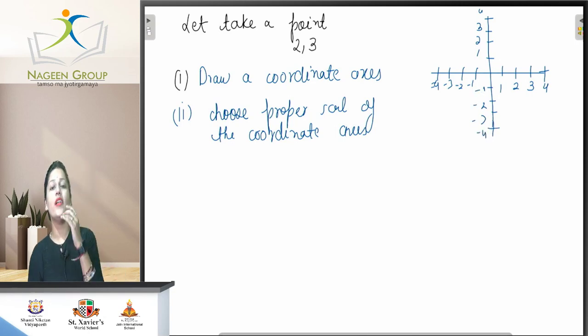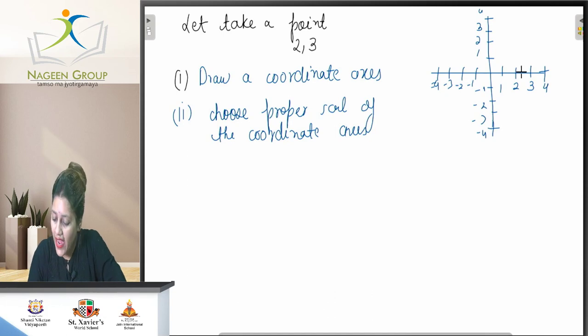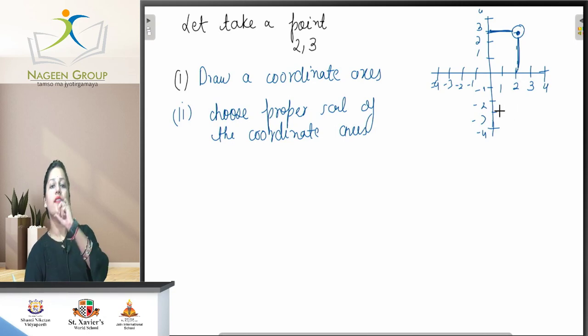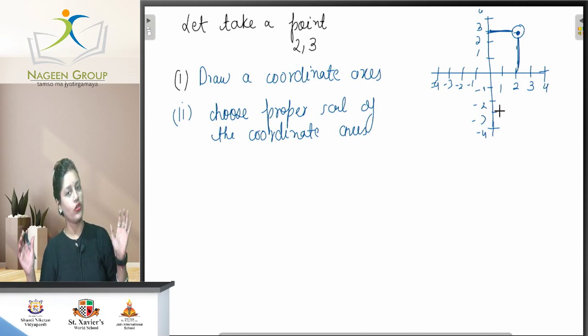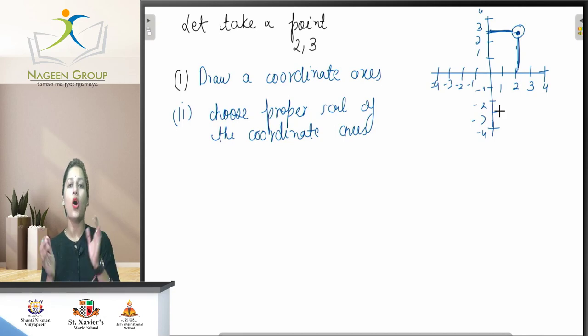So where does the point lie? 2. So where is x positive? Here. And after that 3. So the point lies here. It shows the distance 3 and 2. 2 is from the x axis and 3 is from the y axis. So here we learnt how to plot a point on a Cartesian plane.